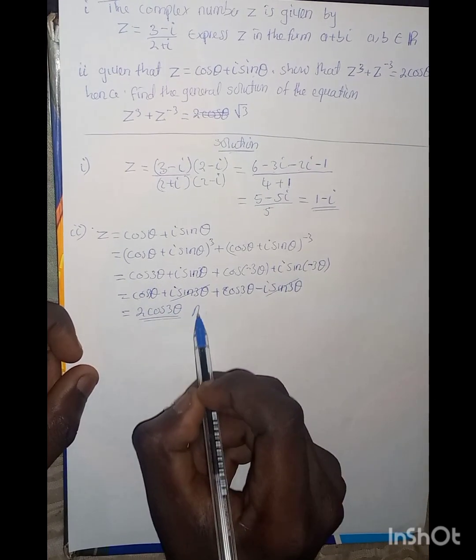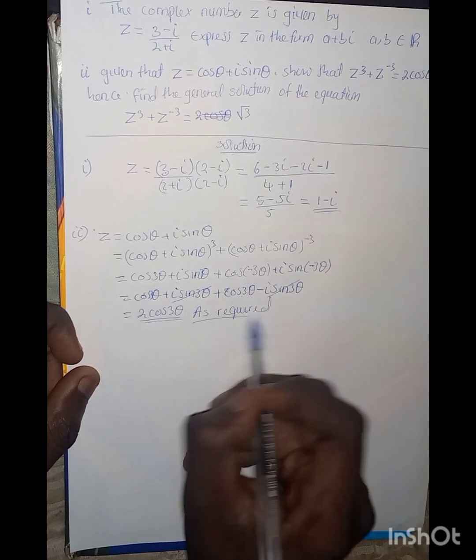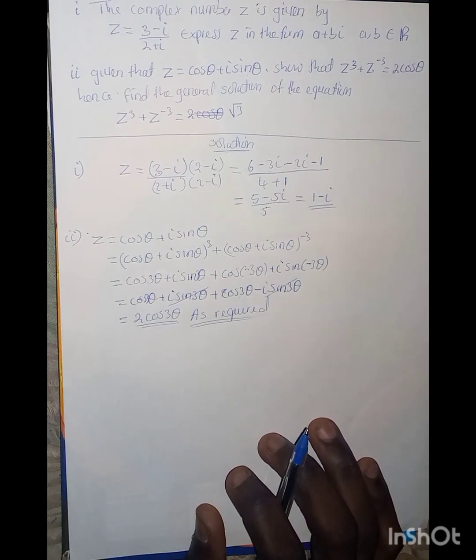Great. So since it's a proof, we have to write as required. We can write a box and check. Yes, since it's a proof, you have to conclude, else you might lose marks.